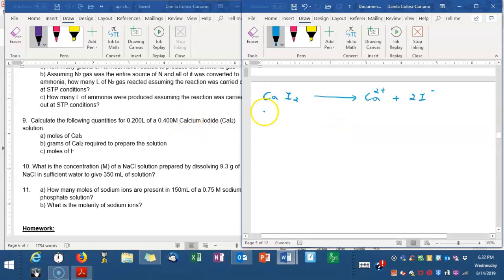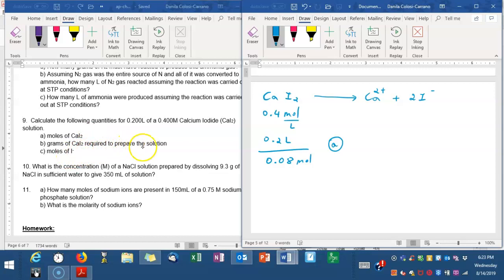Then you have calcium iodide as a 0.4 molar solution, which means moles over liters. And you have 0.2 liters. So how many moles do you have? 0.4 times 0.2 you have to do, right? So 0.08 moles is what you have for the whole calcium iodide.